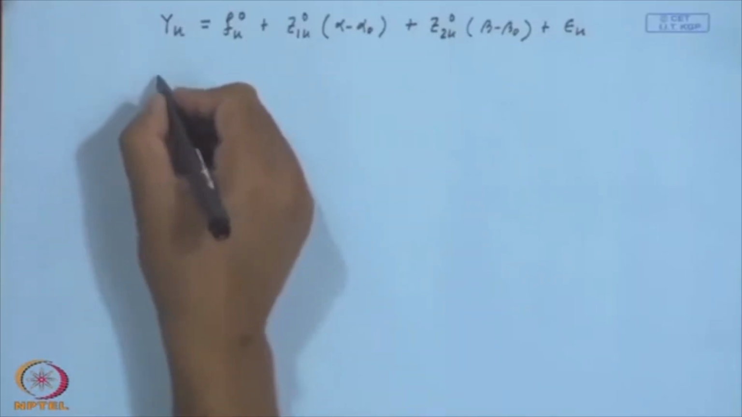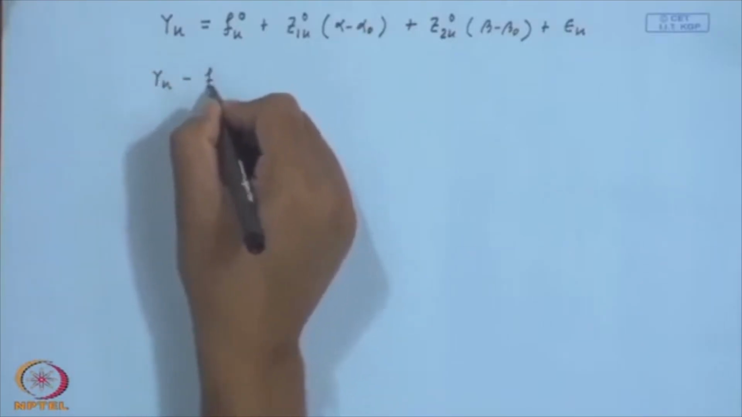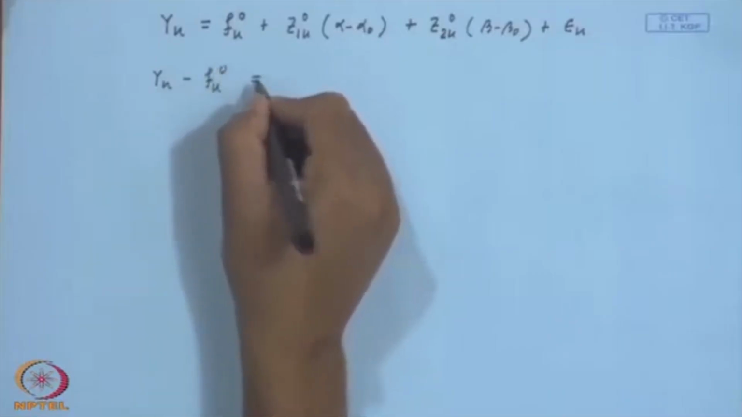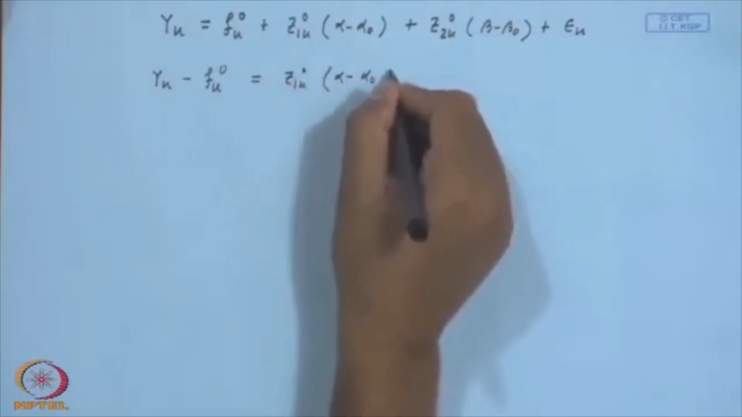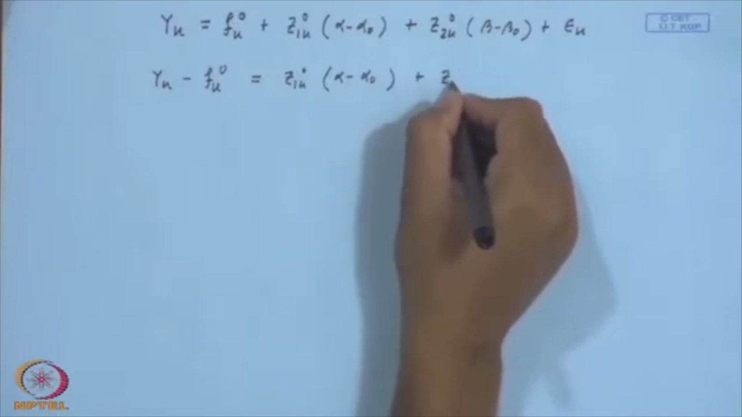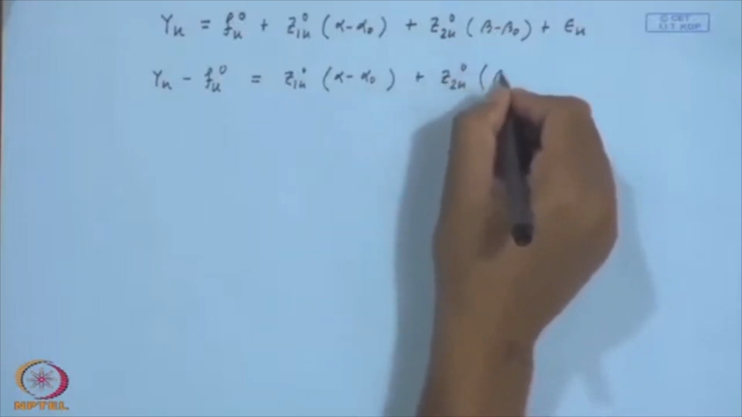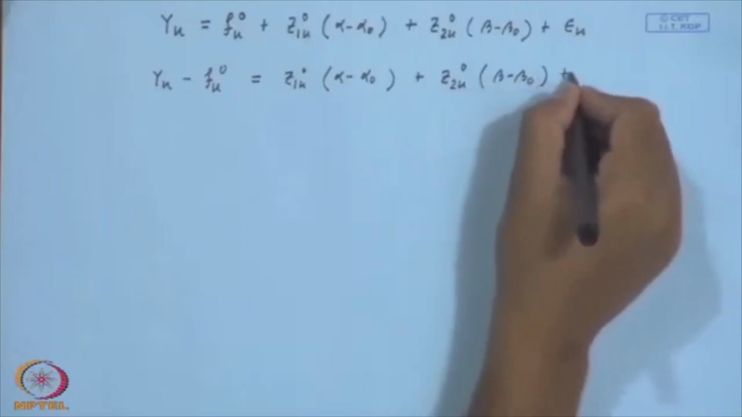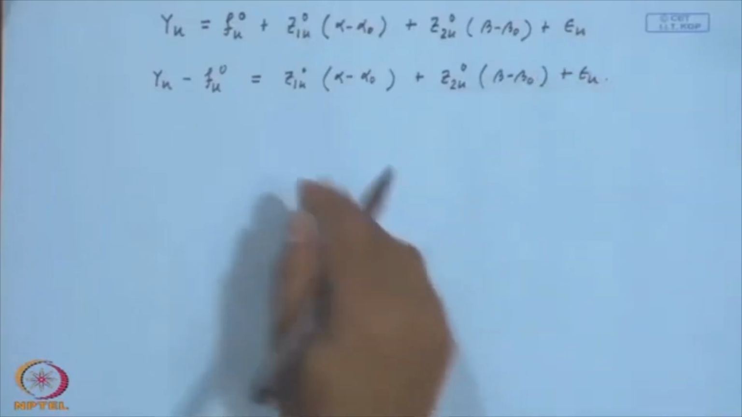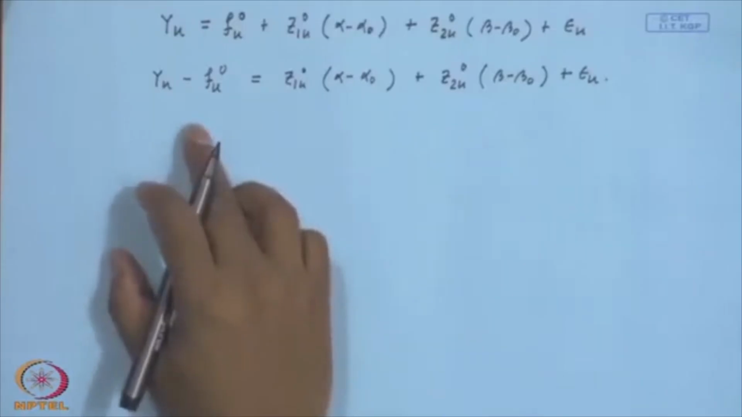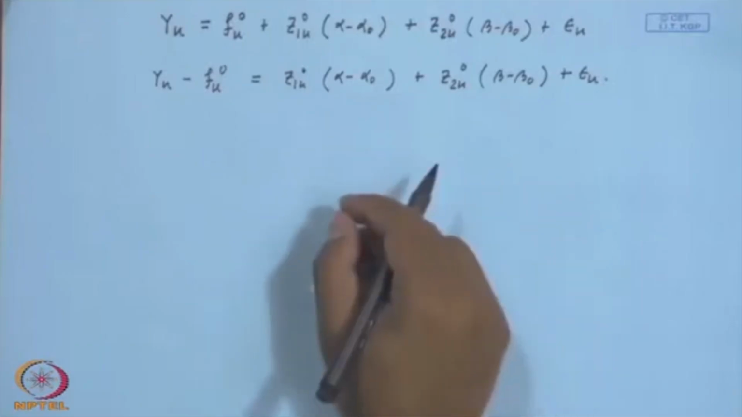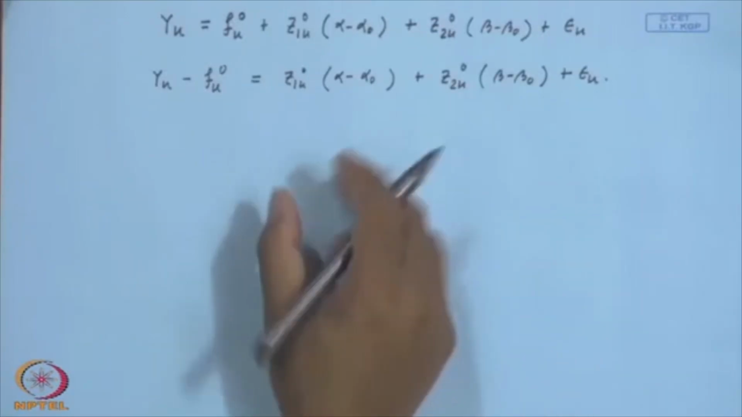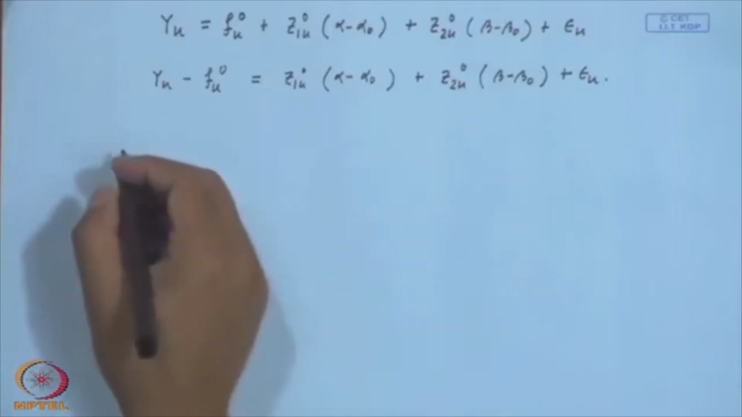This can be written as Y_u minus f_u naught, which is equal to Z1u naught alpha minus alpha naught plus Z2u naught beta minus beta naught plus epsilon_u. Now, here you can see that this is a multiple linear regression model involving two parameters. Well, I would like to write this now in matrix form.